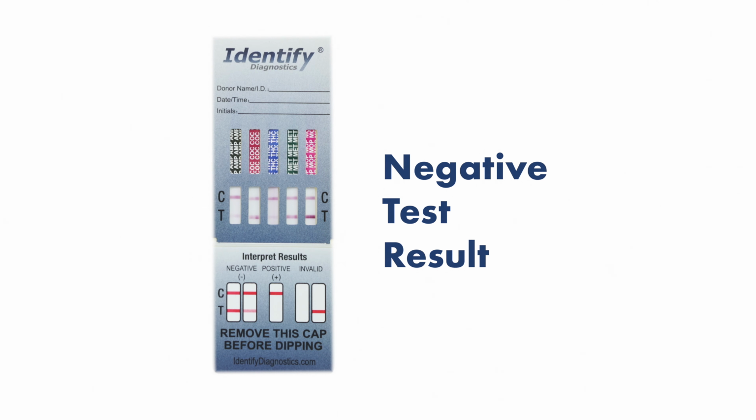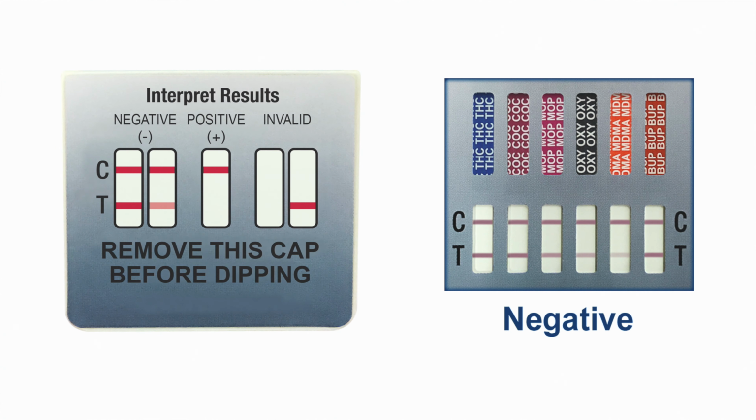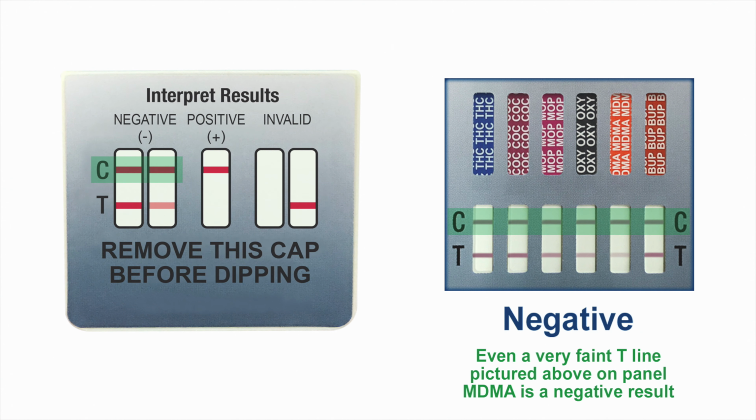Negative test result. A negative test result is indicated by two colored lines of any intensity. One colored line appears in the control zone, and another colored line appears in the test zone. This result means that the urine screened negative. Remember, even a very faint line is a negative result.